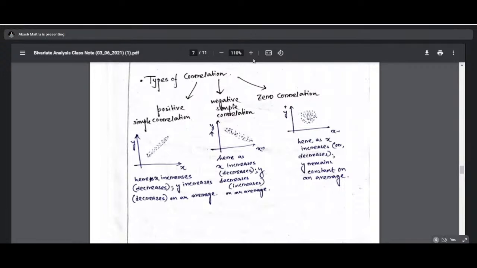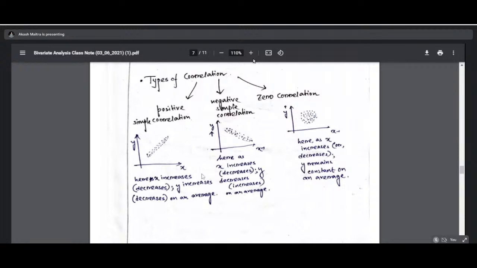And this is not only for 2 points; all those points have the same structure. If x increases or decreases, there is no relationship of y to increment or decrement. That is, as x increases or decreases, y remains constant on average.